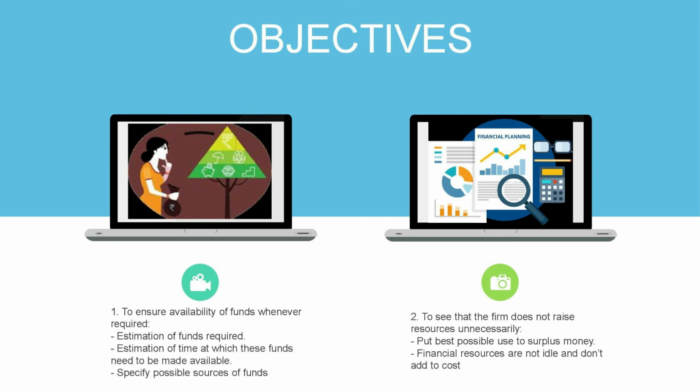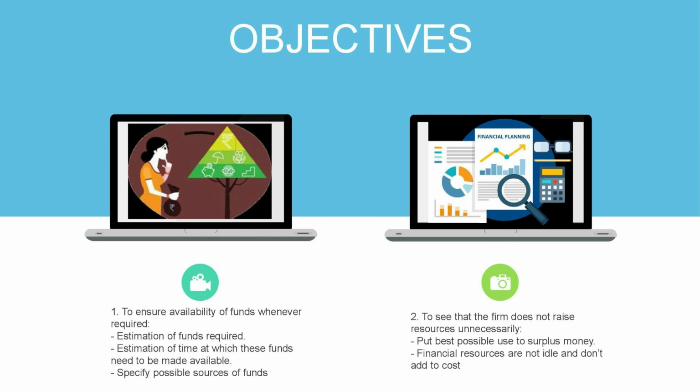Now, suppose it is debt, so from which sources this debt can be procured, from where you can borrow the funds. If it is equity, then from where you are going to generate that equity. If it is retained earnings, then what volume of funds are going to come from these retained earnings. So all these sources have to be identified through financial planning.